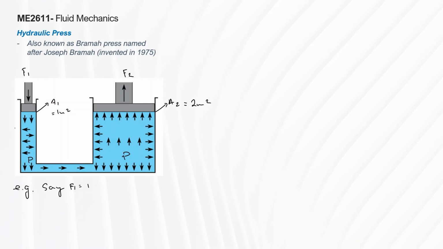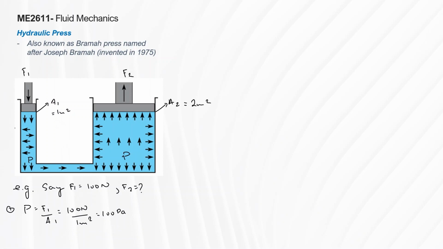So say we apply 100 Newtons of force 1. What do you think is our force 2? So we can equate that. If you call the pressure here P1, it is basically force divided by area. So we have 100 newtons divided by 1 meter squared. Just for example, so this is 100 pascals.